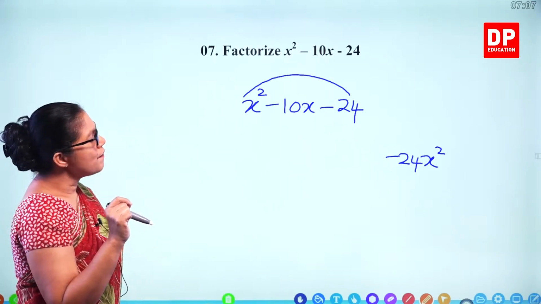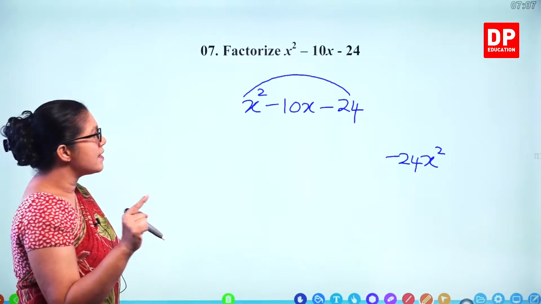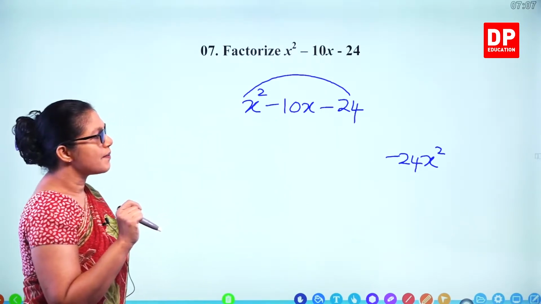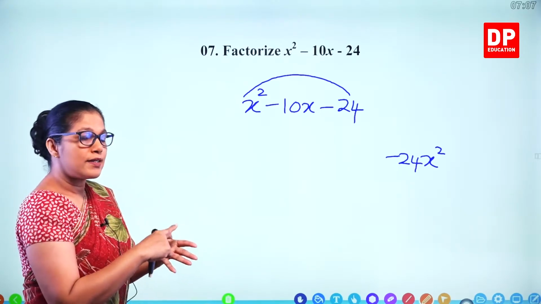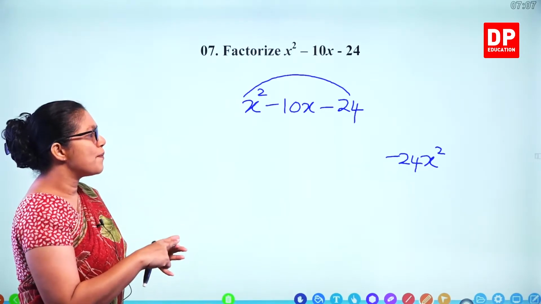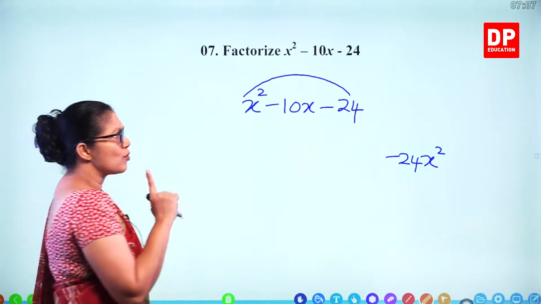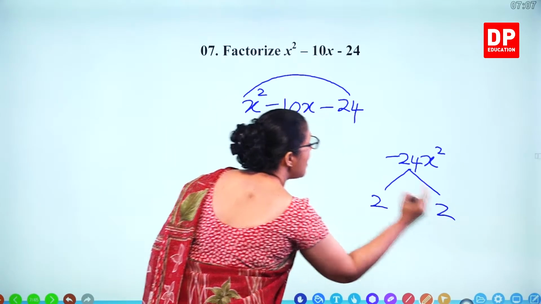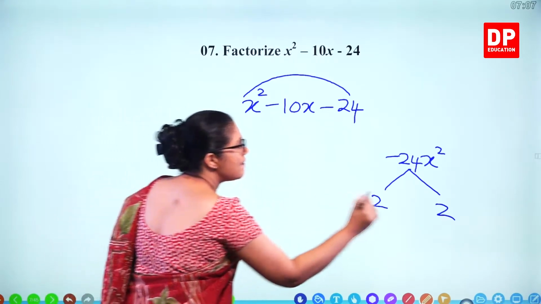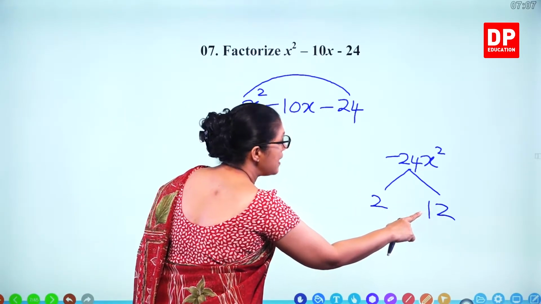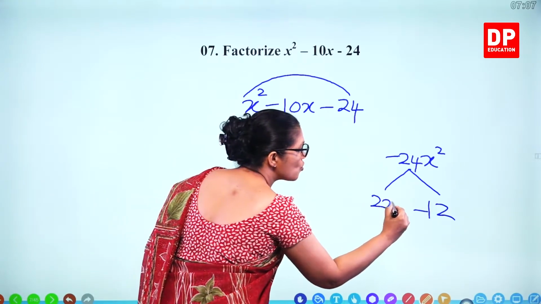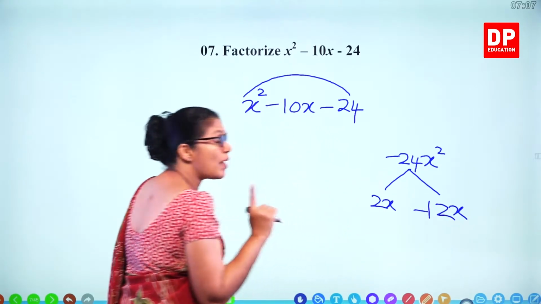So what are the factors? When you get the difference, it's minus 10. So what are the factors? You can try with 1 times 24, 2 times 12, like that. So 2 and 12. The middle term is negative and that means the higher number should be negative. So what are the factors? 2x and minus 12x.